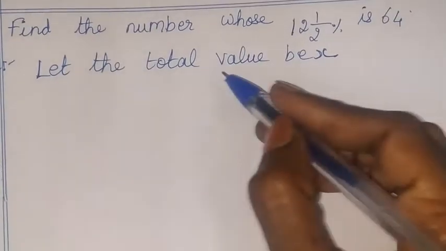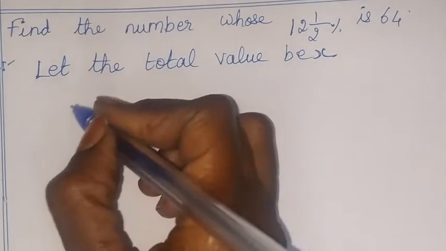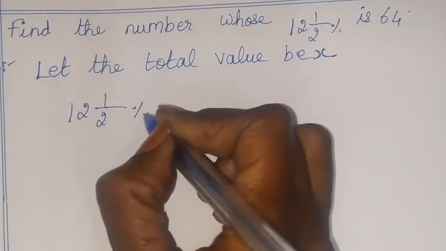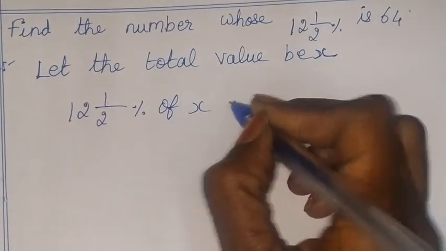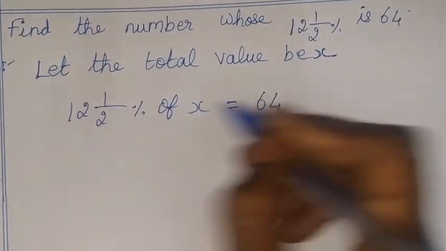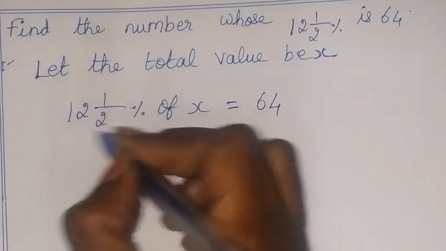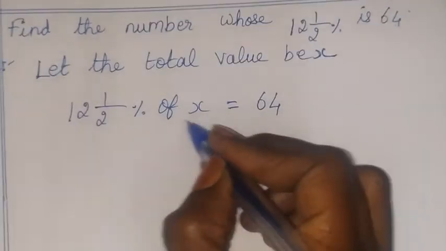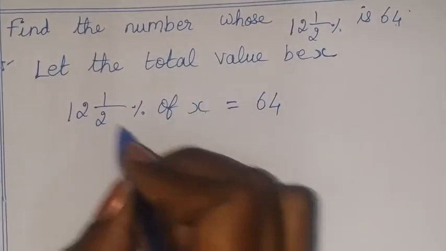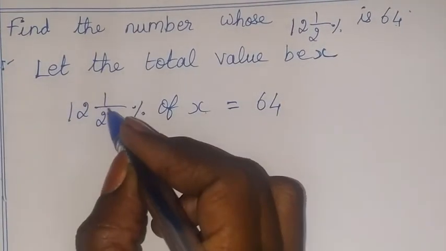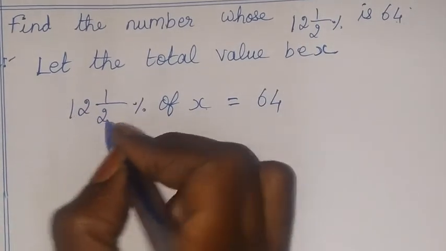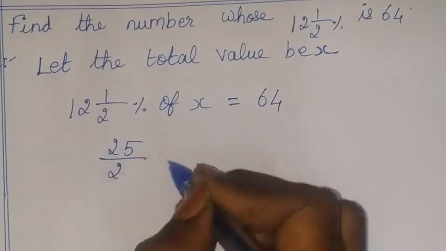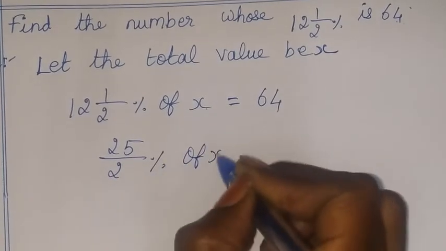So let's take the total value as x. That means that 12 1/2% of x is equal to 64. So of that total number, 12 1 by 2 percentage of the total value is 64. They have given like that. Now we want to find the value of x. So first we have to convert this mixed fraction into improper fraction. 12 2s are 24. 24 plus 1 is 25 by 2. Percentage of x is equal to 64.